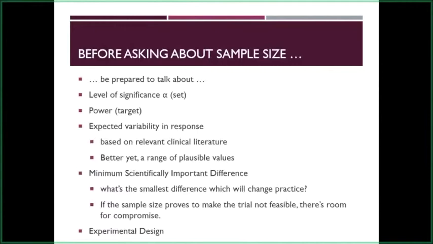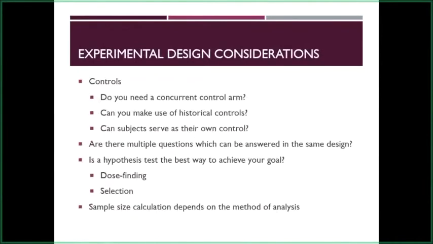And be prepared to talk about the experimental design. Again, a superiority study with a p-value outcome may not be the only way to go about answering your question. And even if it is, there may be some other considerations that you can use to keep the sample size reasonable. So do you really need a concurrent control arm? Maybe you don't. Maybe there was a recent study done at a similar set of sites using a very similar set of entry criteria, and you can use the data from that study to serve as a control. Okay. Can subjects serve as their own control? That may be a possibility as well.